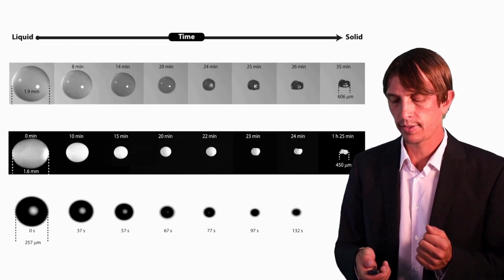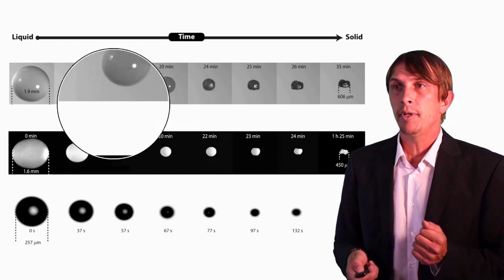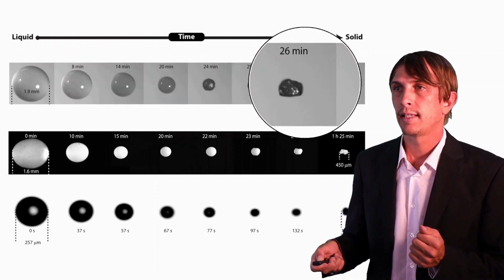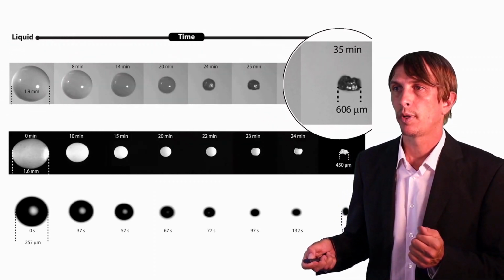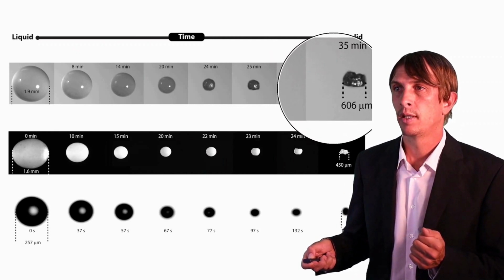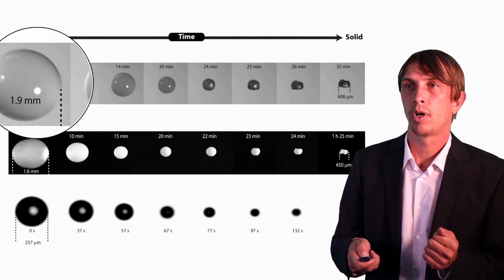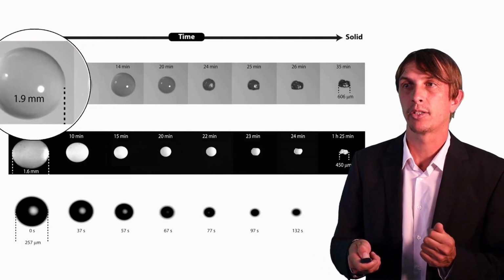Then we have done this experiment where we have different sizes of droplets and we can see this transition. We have 606 micron solid particles that were generated from originally 1.9 millimeter droplets.